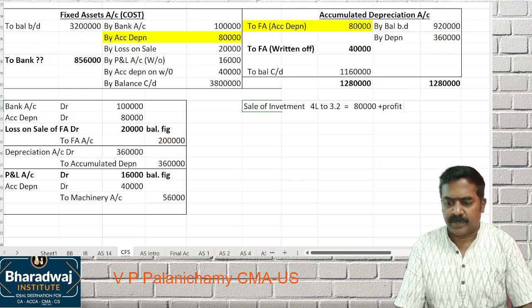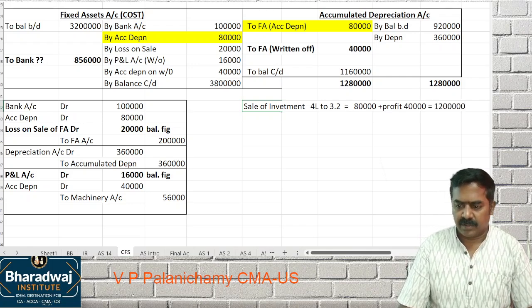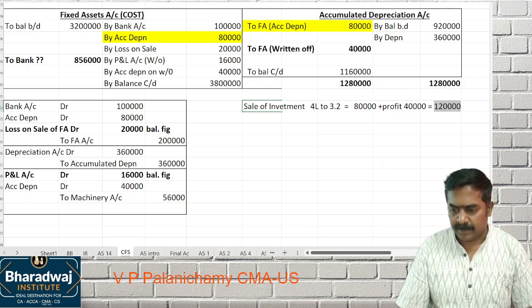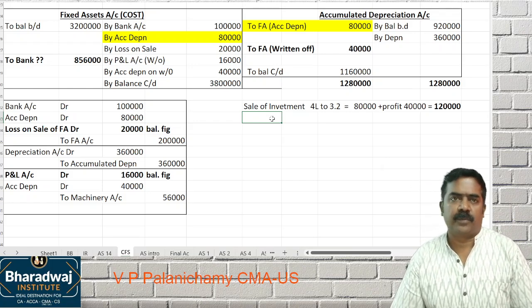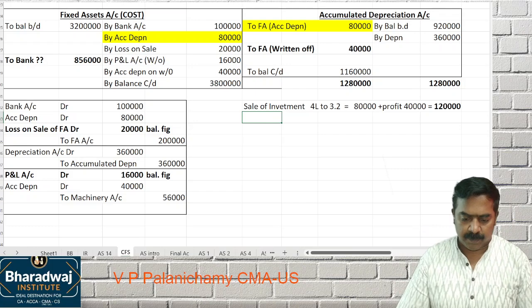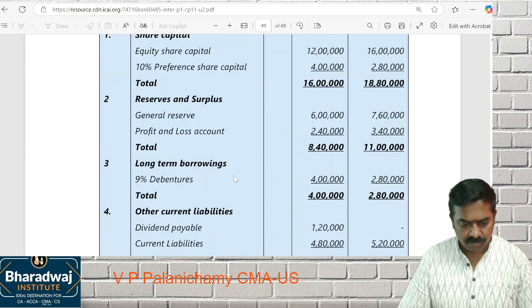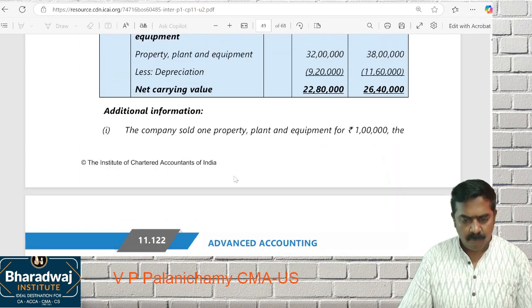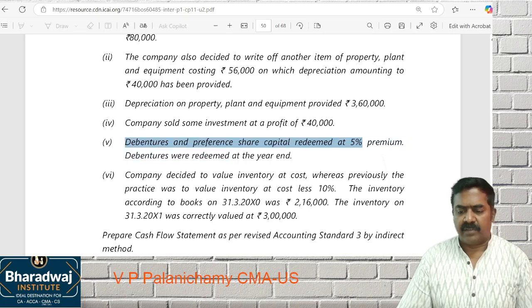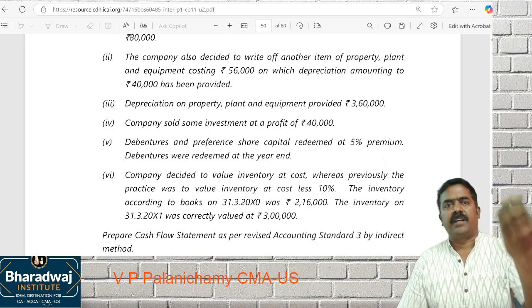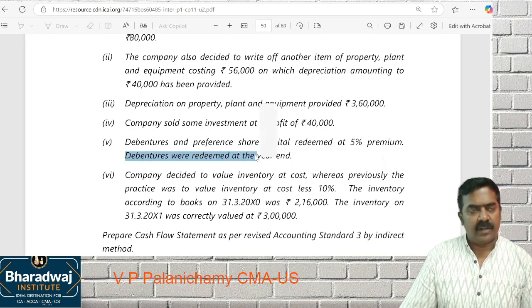We sold for a profit of how much? 40,000 means we sold for how much? 1 lakh 20,000. The sale of investment will come in which activity? Investing activity. The profit on sale will be adjusted with cash from operating activity. Then debentures and preference share capital were redeemed at a premium of 5%. That premium on redemption will adjust in which activity? Operating activity. Okay. Then interest also we will provide.